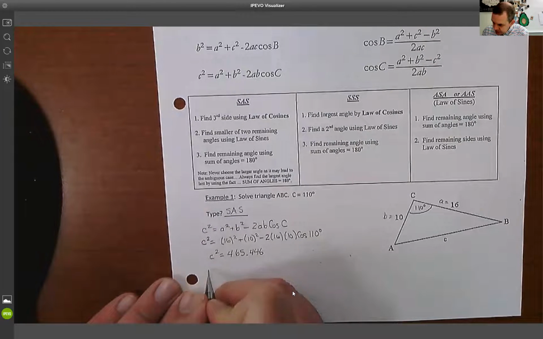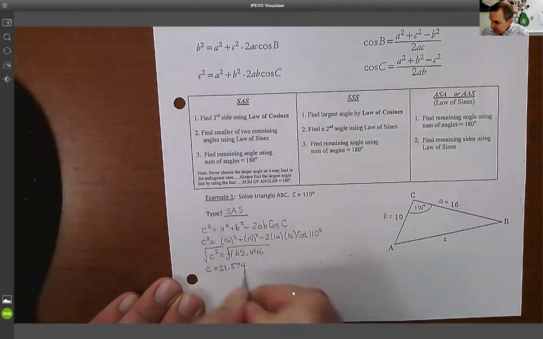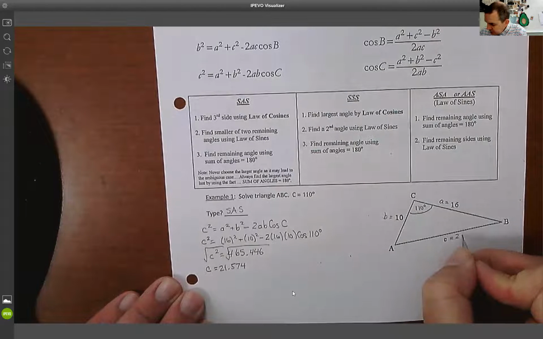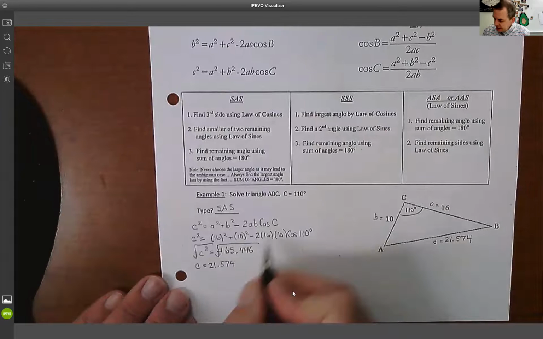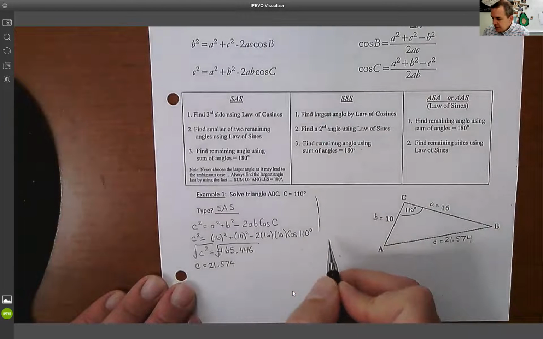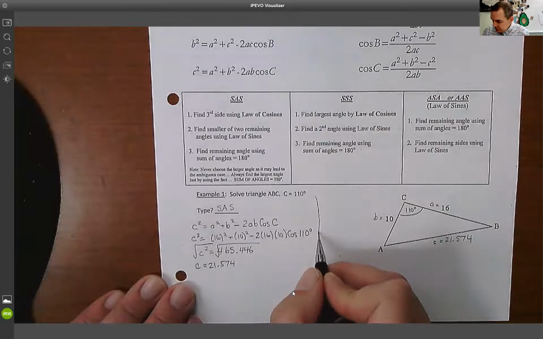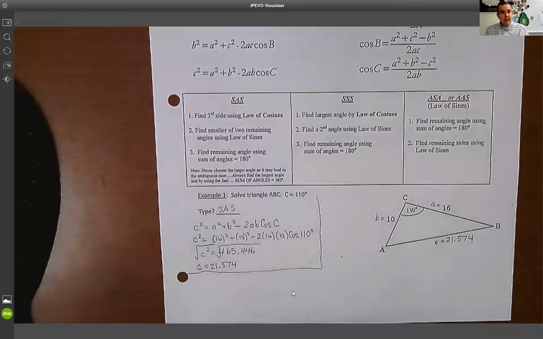And then what I do is I square root both sides, and I'm going to find out that C equals 21.574. So that tells me that this side is 21.574. Okay, now that's figuring out that missing side. Now what I'm going to talk about is how we figure out the missing angle, because we have two other angles we need to figure out.